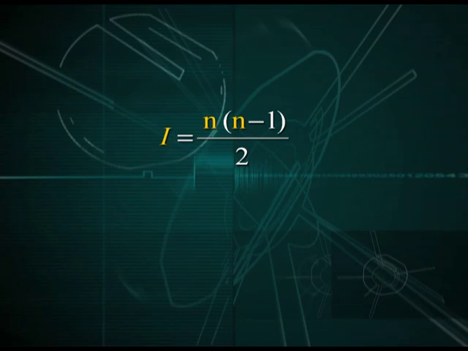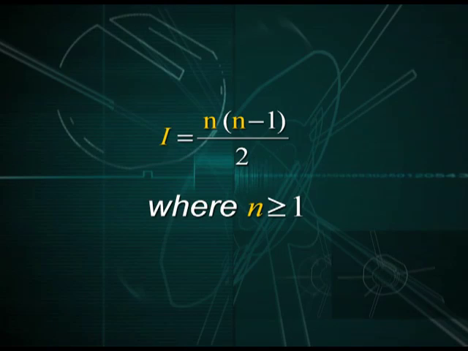Now, can you find some pattern in this? Yes. You can see I is nothing but n into (n minus 1) by 2, where n is greater than or equal to 1. So, from the experimentation, we have observed a conjecture where I is equal to n(n minus 1) by 2, where n is greater than or equal to 1, n denotes the number of lines and I is the maximum number of intersection points.